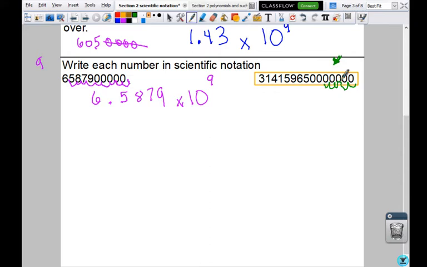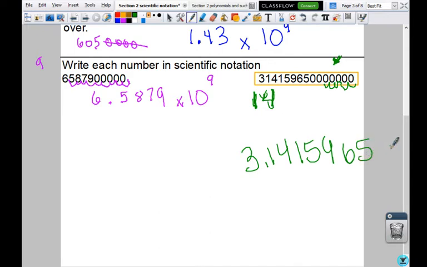You can just write your final answer. Is that a 14? Yes. Alright, it's 14. Okay, write your final answer. Just your final answer, Kinsey. Anywhere you want. There you go. 3.1, 4, 1, 5, 9, 6, 5. Oh, you're running out of space. Just put it below. Times 10 to the 14. Remember, your decimal has to be between the first two numbers. You just need a little extra space.